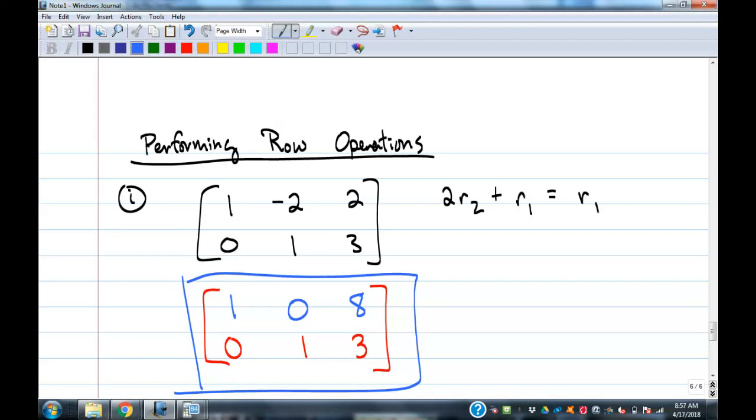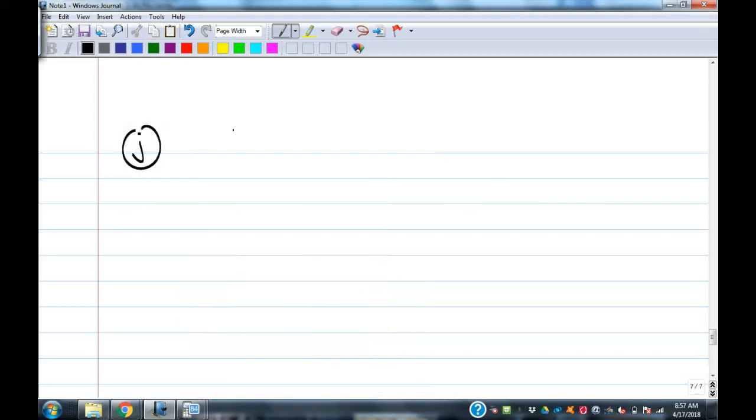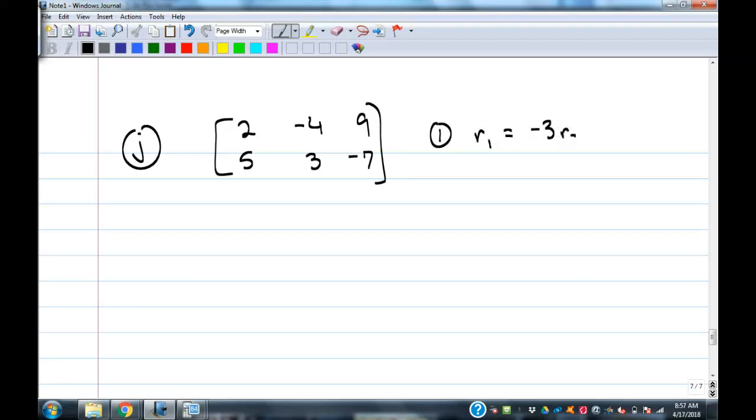Okay. Let's do another one that's maybe not as simple. Let's start with this matrix: 2, -4, 9, 5, 3, -7. So there's more numbers in there, which makes it a little bit tougher. And we're going to do 2 row operations. The first one is we're going to take row 1 and change it by doing this: -3 times row 2 plus row 1. After we've done that, we're going to do this one: row 2 equals 5 times row 1 plus row 2.